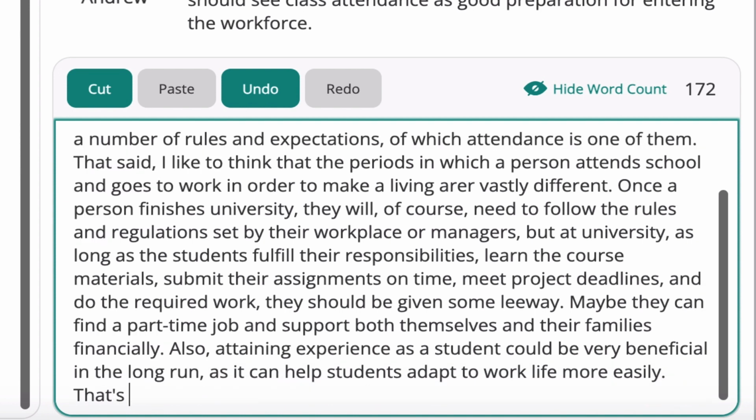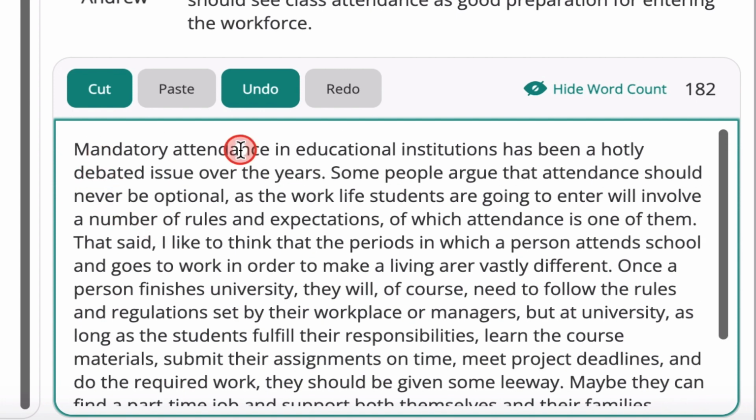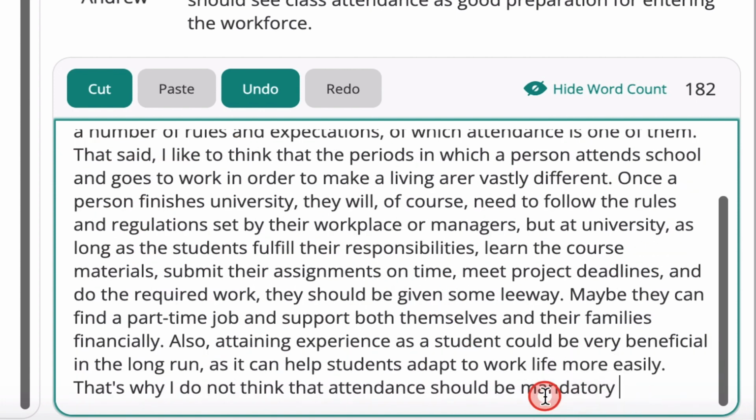Let's wrap it up, guys. That's why I'm going to write a sentence which basically just explains why I gave all these examples and details. That's why I do not think that attendance should be mandatory. Wait, did we already write mandatory here? Yes. So let's change this word. Let's use a synonym. Attendance should be compulsory.